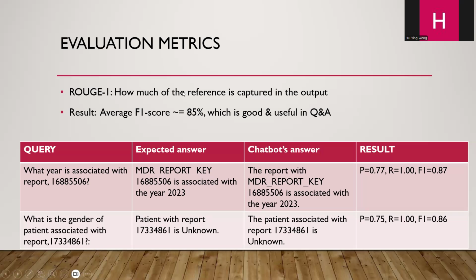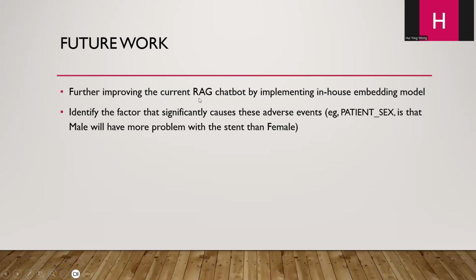And yeah, now I have finished all my research objectives. The next step could probably be further improving the current RAG chatbot by fine-tuning an embedding model to have better retrieval in getting the right documents. Another aim is to identify the factors that significantly cause this adverse event from happening. I might implement a regression model, or I will be looking into what is the right machine learning method to find out the significant factors causing this adverse event.